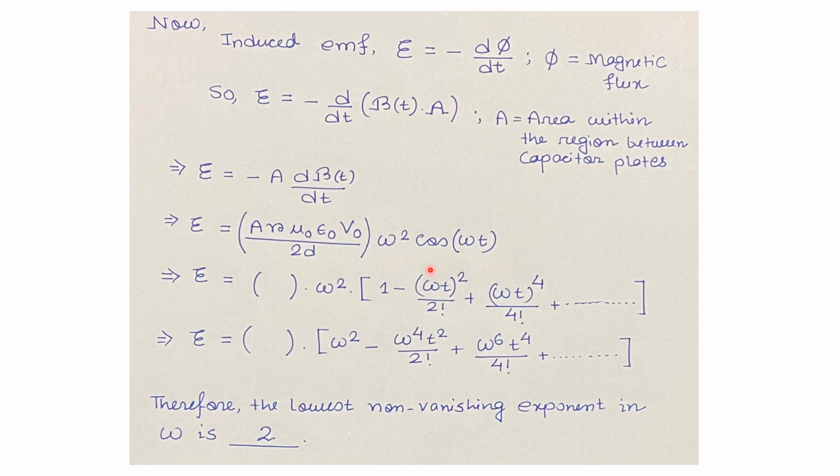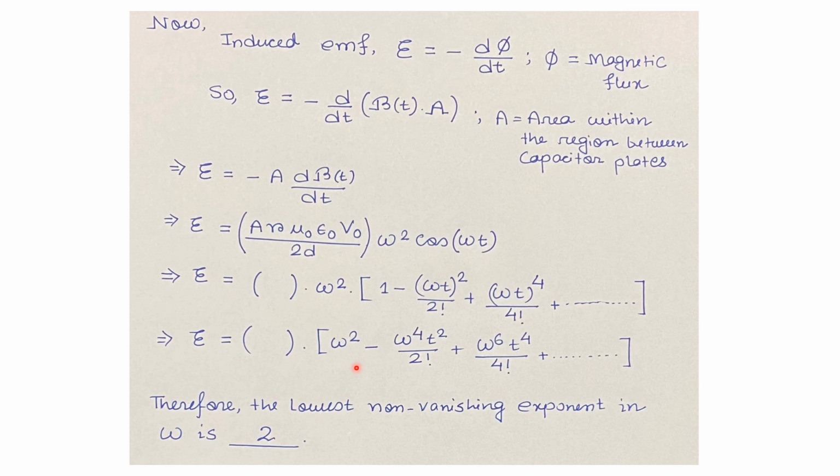Now we will expand this cos(omega t) in the power series. So this expression will give E equals this term times omega squared times the power series of the cosine of omega t, that is 1 minus (omega t) whole squared by 2 factorial plus (omega t) to the power 4 by 4 factorial plus and so on. Now we will multiply omega squared with this series, so this will give omega squared minus omega to the power 4 t squared divided by 2 factorial plus omega to the power 6 times t to the power 4 by 4 factorial plus and so on.